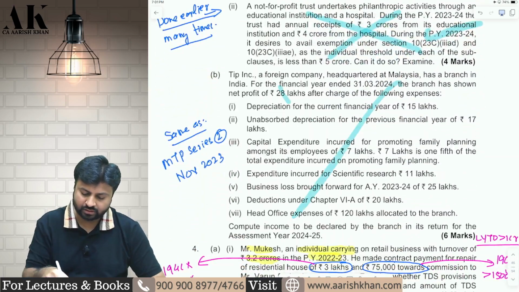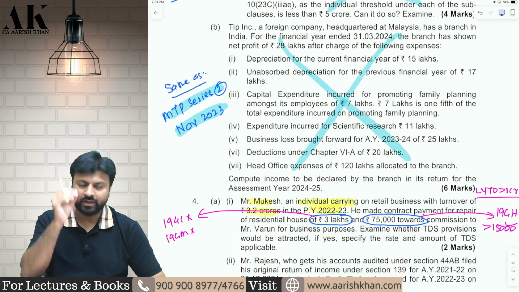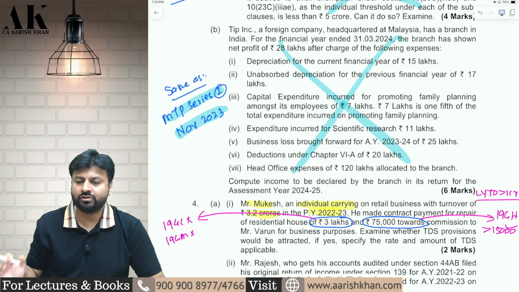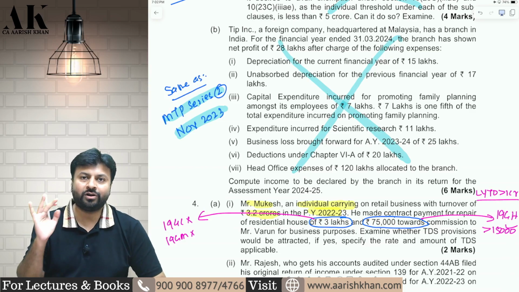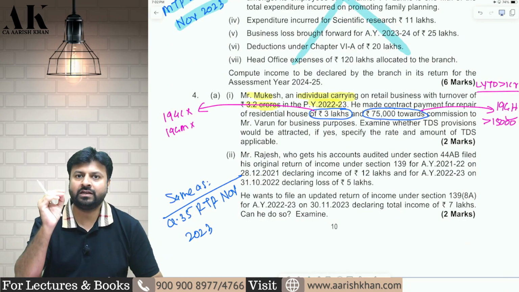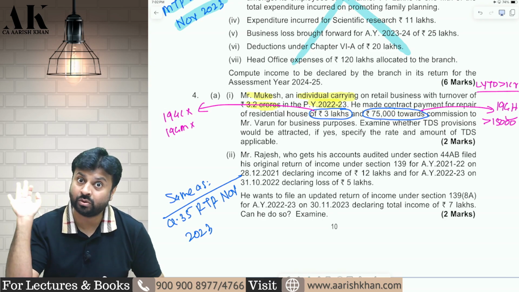Next question also is similarly repetitive, same as MTP Series 2 November 2023. I am giving the references so that you should not raise any question to me that why you are not doing these questions with us. See, the level of comprehensiveness that we have done in the 23 papers now forces even ICAI to copy the questions from their own MTPs.